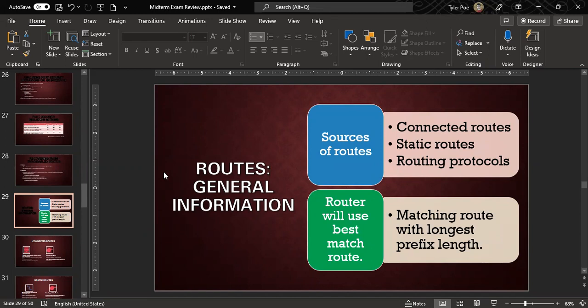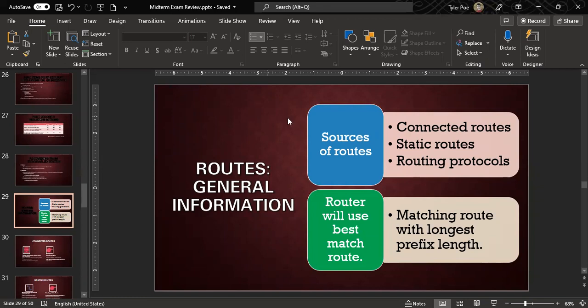Connected routes, aren't they created when you configure an IP address on an interface of a router, and it has to be connected to the interface of another router, or I think a switch that has also been configured with an IP address? And maybe you have to use the no shutdown command on them.